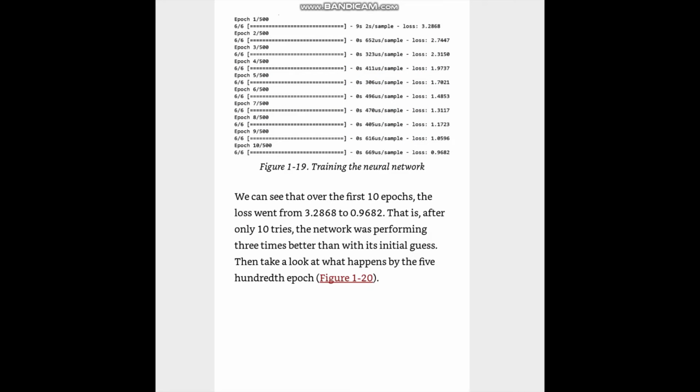So here you can see how this thing works in the Colab, and we'll go through it a little later. Here we can see that there are 10 epochs out of 500, and on the right end we can see the loss. As we can see, for the first epoch the loss is around 3.28, and it automatically decreases to 0.96 as the epochs progress.